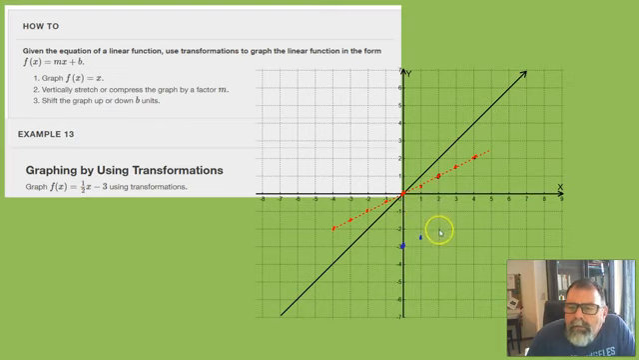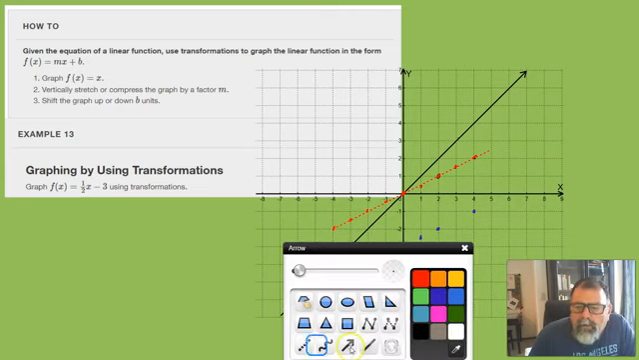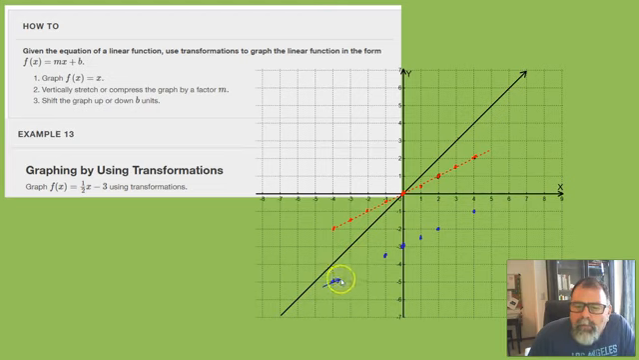down 3 units. That's all we need, because remember, 2 points determine a line. If you do more, it just makes your graph a little more accurate. Okay, and we'll do that in solid purple. So that's the line we want.